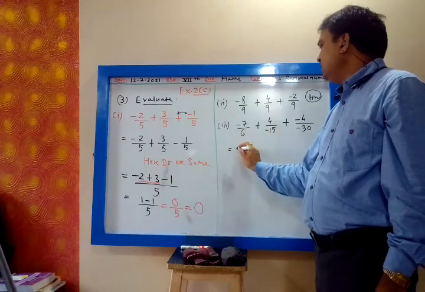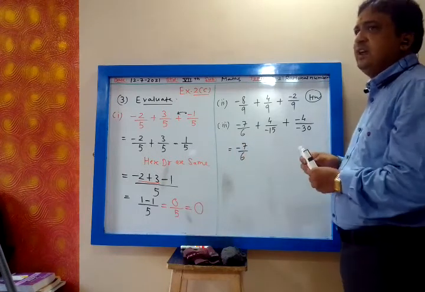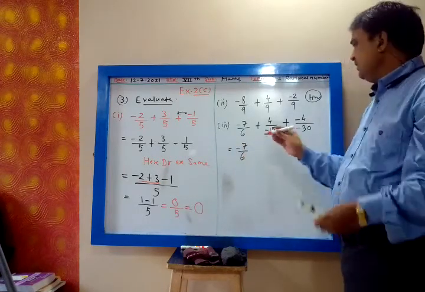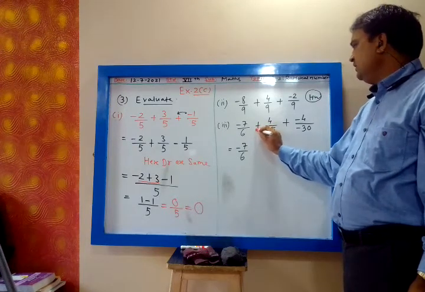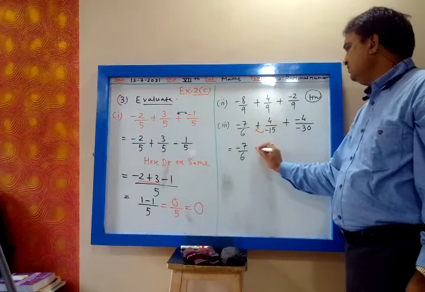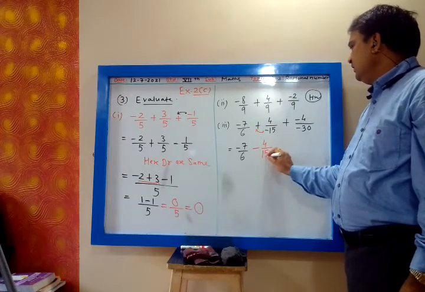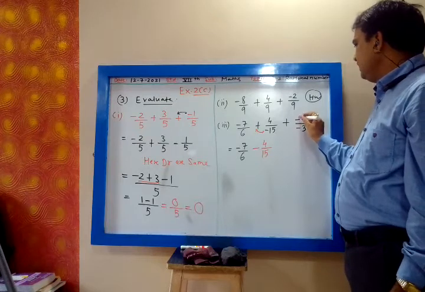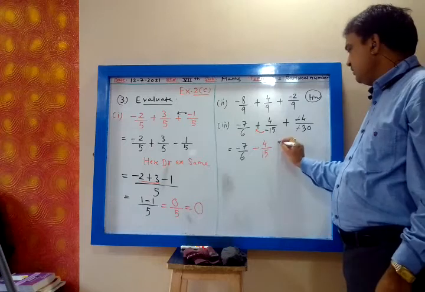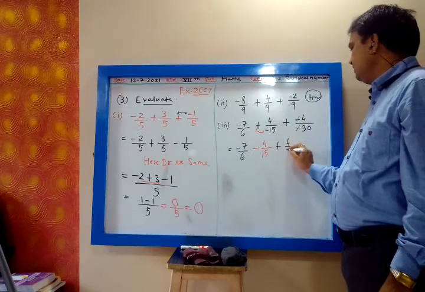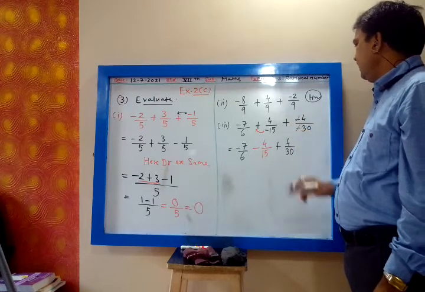So this will be minus 7 by 6, and whenever two signs are together you have to multiply. So plus and minus. What is plus into minus? Minus. So minus 4 upon 15. Then minus sign gets cancelled. What is left? Plus 4 upon 30. Minus gets cancelled.